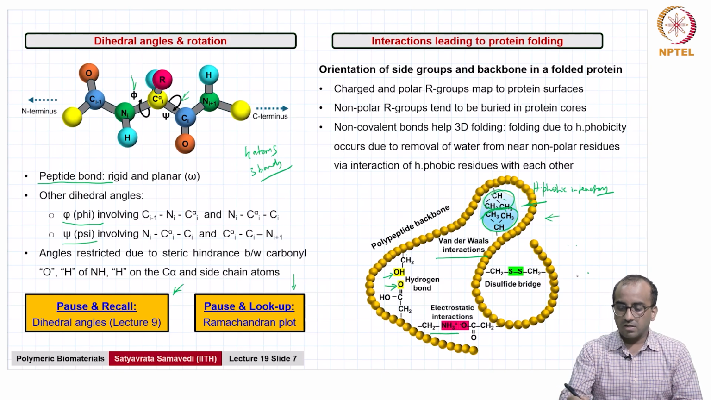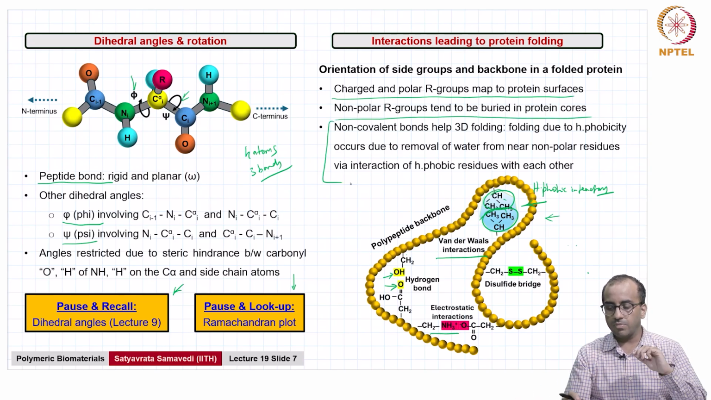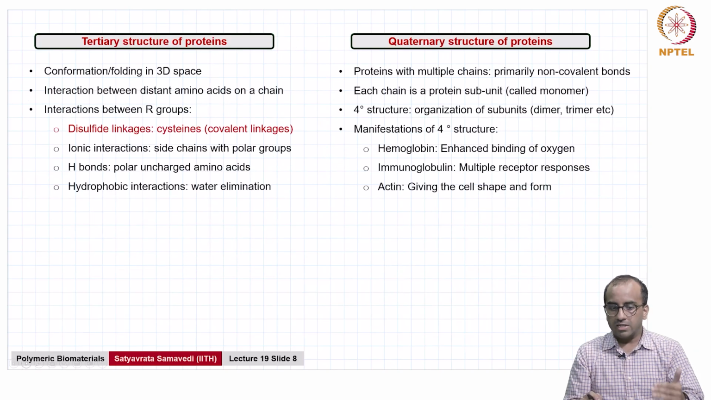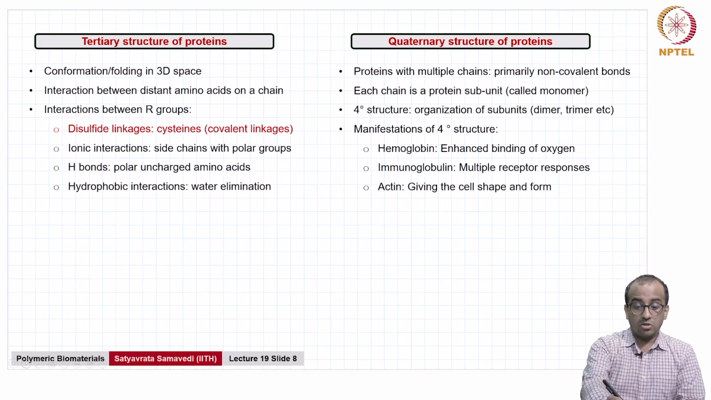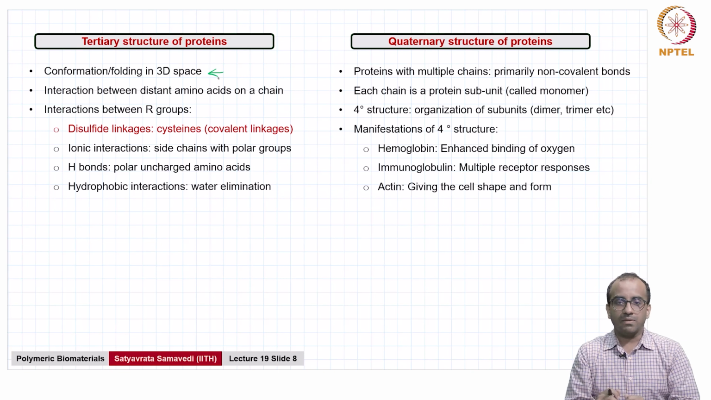So, as we have said earlier, the charged and polar R groups typically map to protein surfaces. Because of the hydrophobic effect, the non-polar R groups tend to be buried in protein cores. What does this do to the protein? It leads to higher order structures. Because of these interactions and the fact that the dihedral angles can rotate, the protein now starts to fold in three-dimensional space.